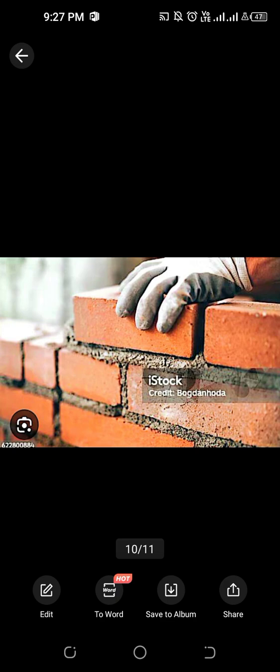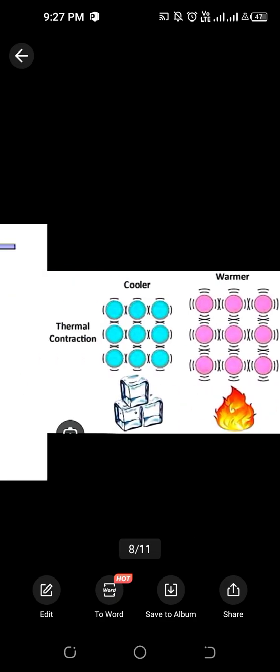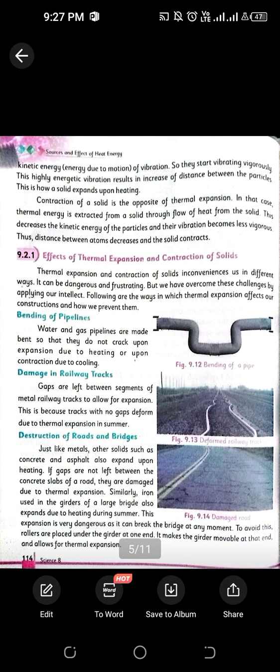By using this intellect, architects maintain a space by placing two bricks together. By this method and by this idea, we prevent the damaging and the cracking of buildings, like structures that are in solid forms, right? Getting back to our topic, which is the effect of thermal expansion and contraction.